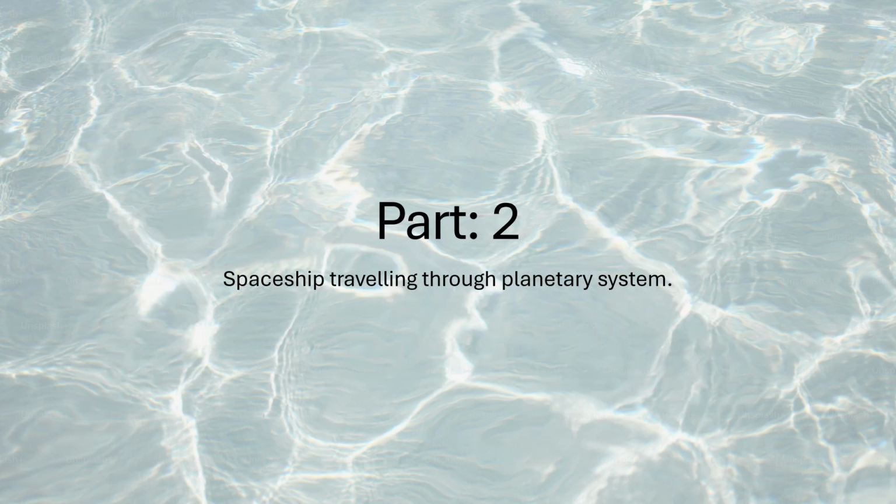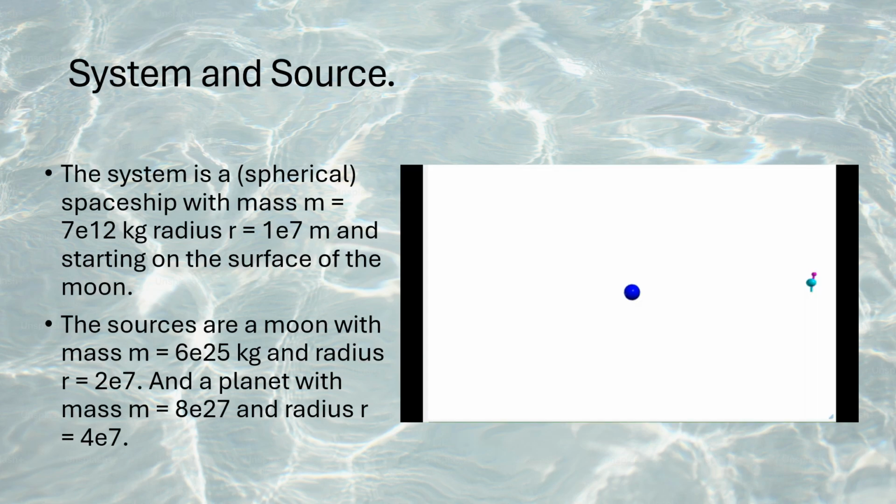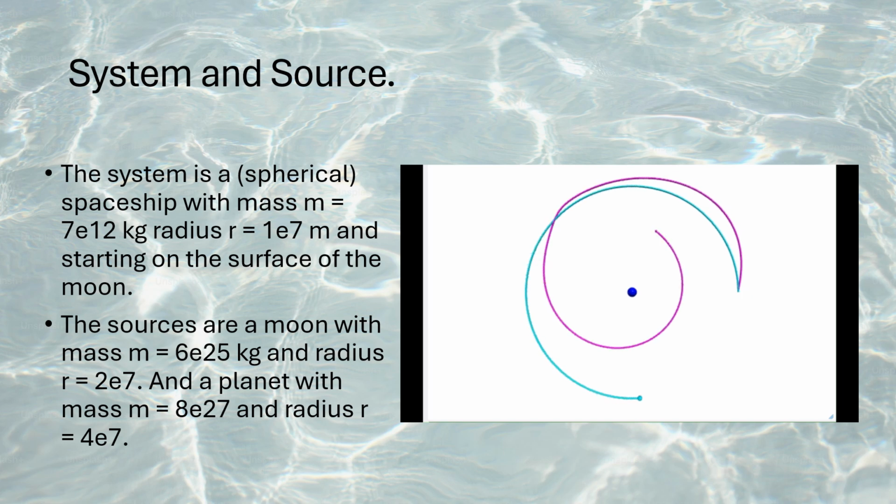Spaceship traveling through planetary system. Spherical spaceship with mass m equals 7 times 10 to the 12 kilograms and radius r equals 1 times 10 to the 7 meters, and starting on the surface of the moon. The sources are a moon with mass M equals 6 times 10 to the 25 kilograms and radius 2 times 10 to the 7th meters, and a planet with mass M equals 8 times 10 to the 27 kilograms and radius 4 times 10 to the 7 meters.